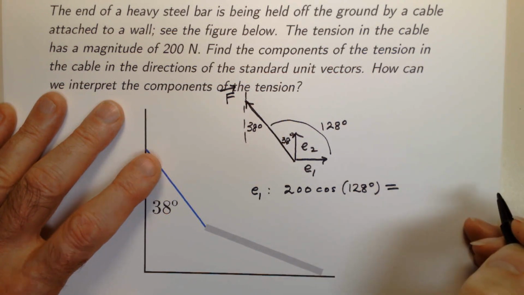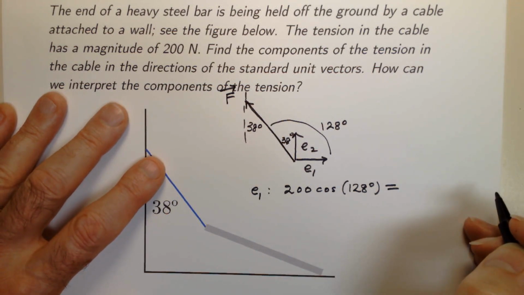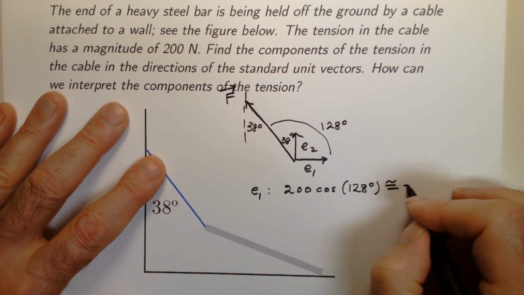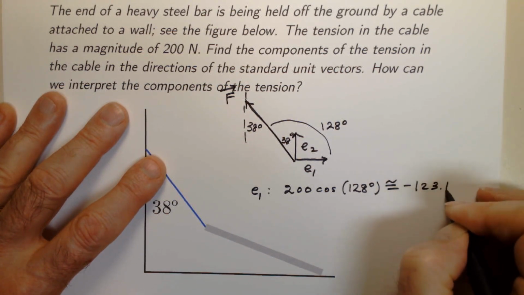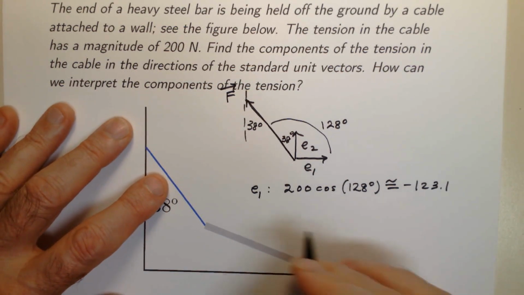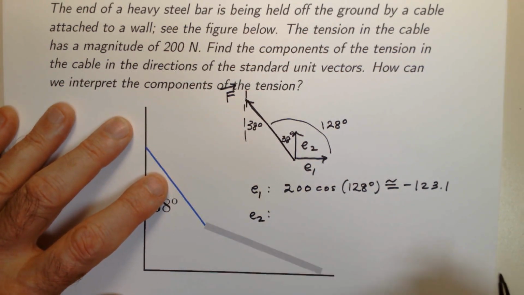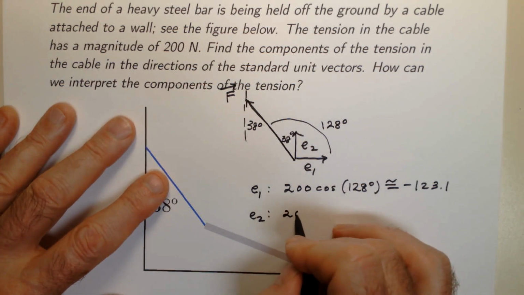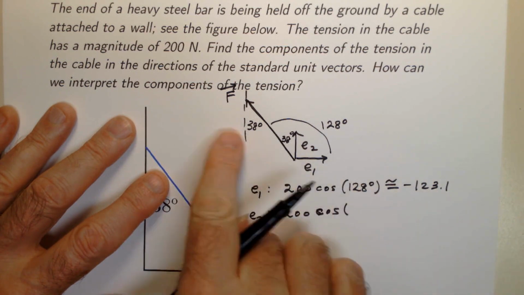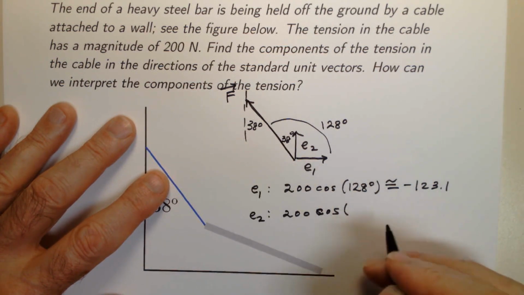When you carry out this calculation, you get negative 123.1. Again, this is approximate. So it's going to be negative 123 newtons in that E1 direction. And the component in the E2 direction is going to be, again, the 200 newtons times the cosine of the 38 degrees.